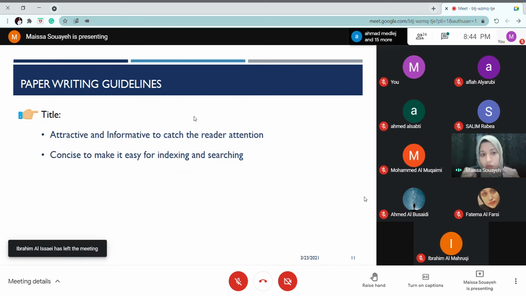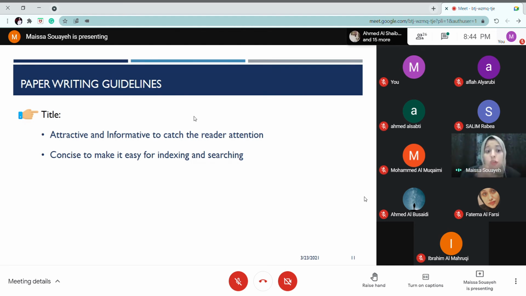The title should be such that whoever reads it will be attracted and want to read this paper, and it should be informative, at the same time attractive and informative. Also, you need to balance. It should be concise. Informative means it has a lot of information, but at the same time, you don't want it to be long. So it should be concise to make it easy for searching and indexing.